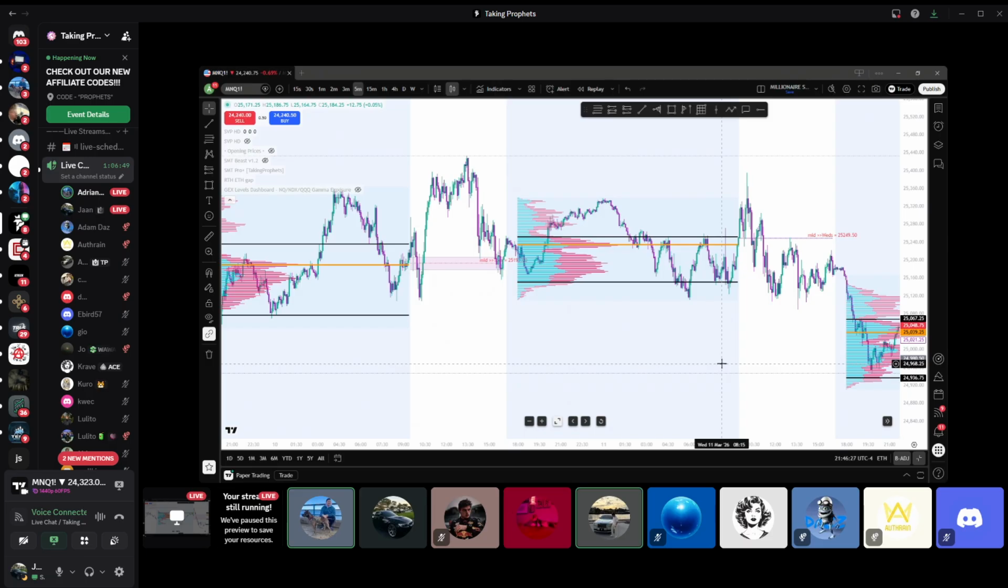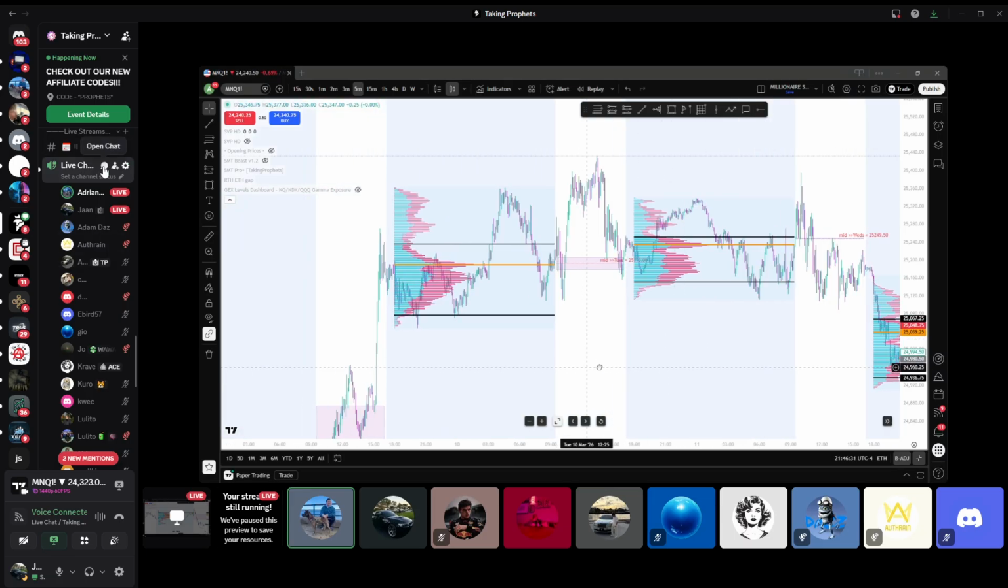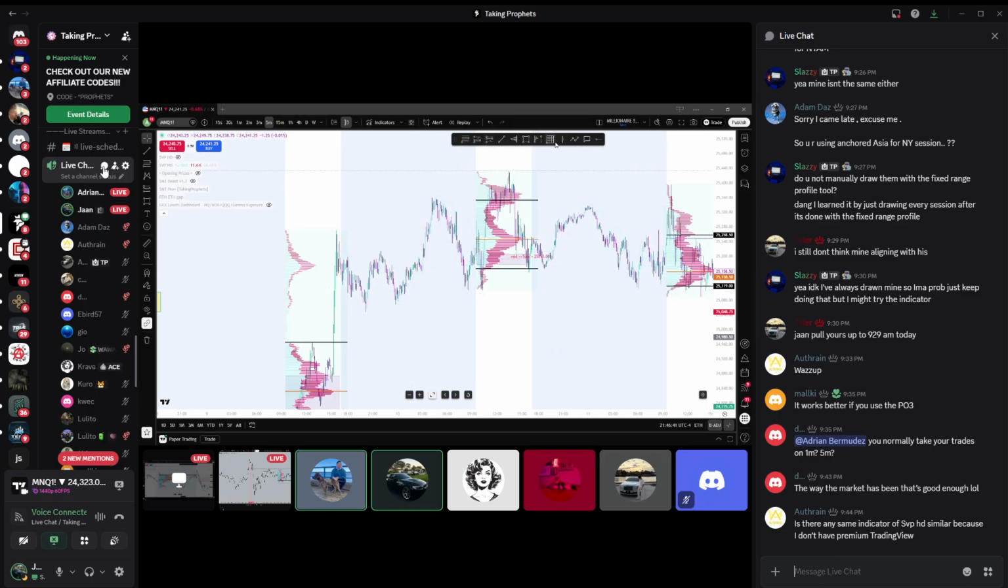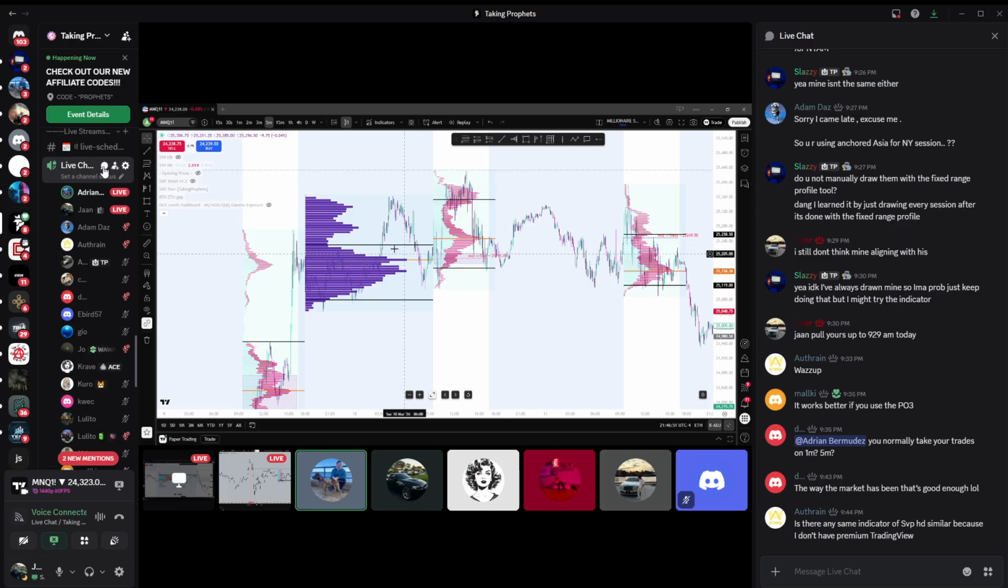Is there any indicator premium on TradingView? I don't know if there's a similar indicator. There's a fixed range volume profile over here in the trading tools, and then you can mark out any range you want. So you just go from like 1800 to like 925, and it's the same thing. It gives you the same POCs and everything, and it's free.